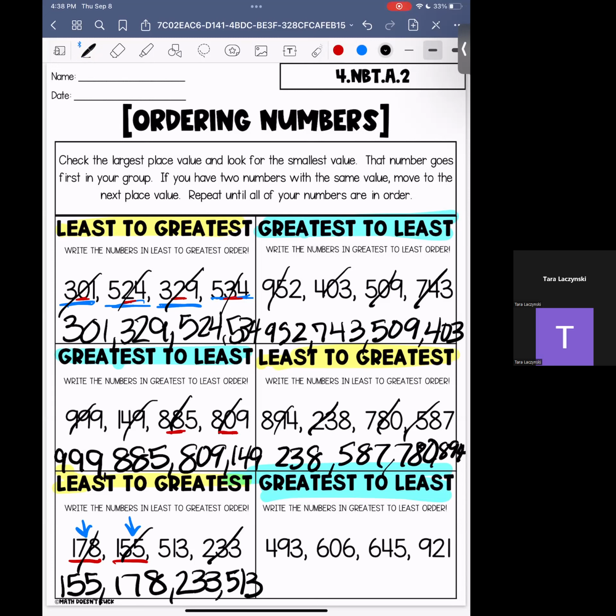Last one, we're going greatest to least. I have 400, 600, 600, and 900. I have two that have the same first value, so I'm looking at the tens place. Going from largest to smallest, or greatest to least, I start with 921, 645, 606, and 493.